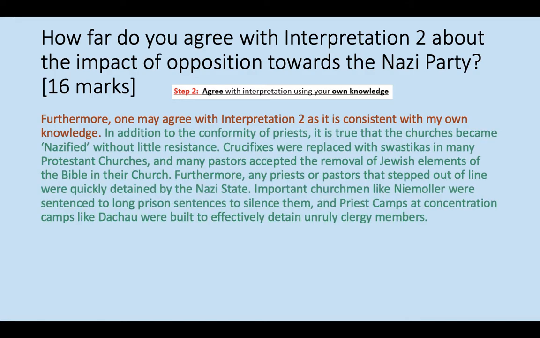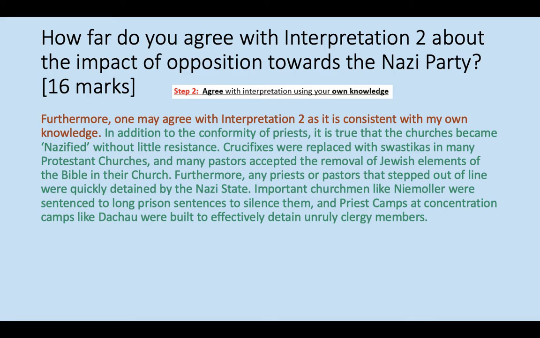In addition to the conformity of priests, it is true that the churches became Nazified with little resistance. Crucifixes were replaced with swastikas in many Protestant churches, and many pastors accepted the removal of Jewish elements of the Bible in their church. Furthermore, any priests or pastors that stepped out of line were quickly detained by the Nazi state. Important churchmen like Niemöller were sentenced to long prison sentences to silence them, and priest camps at concentration camps like Dachau were built to effectively detain unruly clergy members.